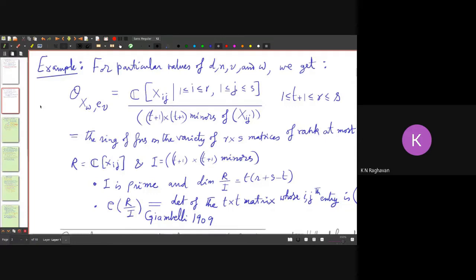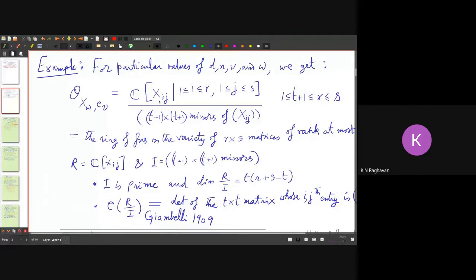Okay, let's do an example. Since this is a commutative algebra audience, I would like to emphasize this example. So for particular values of D, N, V, and W, it's a little bit technical to exactly fix these values, so let's not worry about that. What we get is, if we take the local ring in the problem, it turns out to be just this.